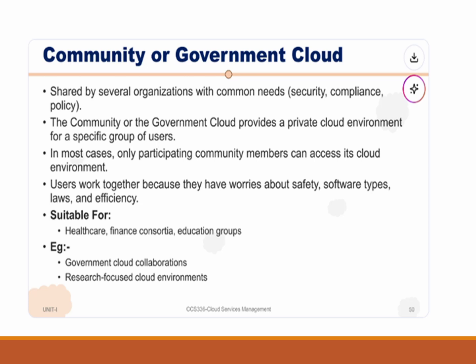The last one is your community or government cloud, shared by several organizations with common needs. The community or government cloud provides a private cloud environment for a specific group of users. In most cases, only participating community members can access this cloud environment. Users work together because they have concerns about safety, software type, laws, and efficiency. It's mainly suitable for healthcare, finance, consortia, and educational groups.